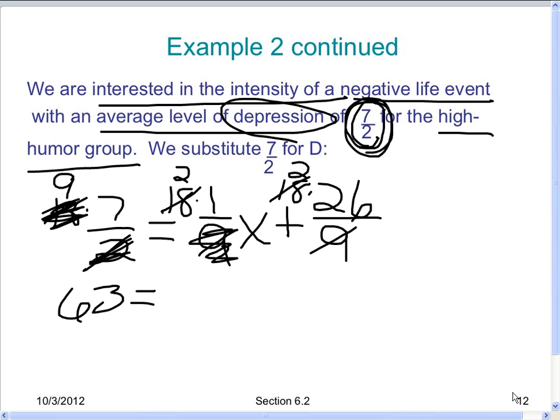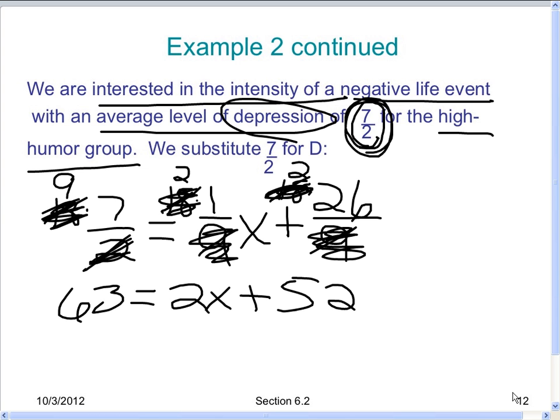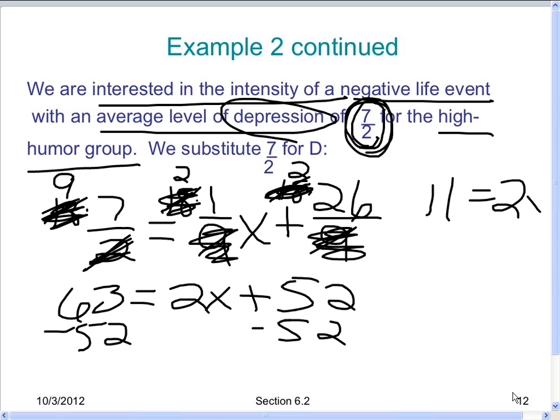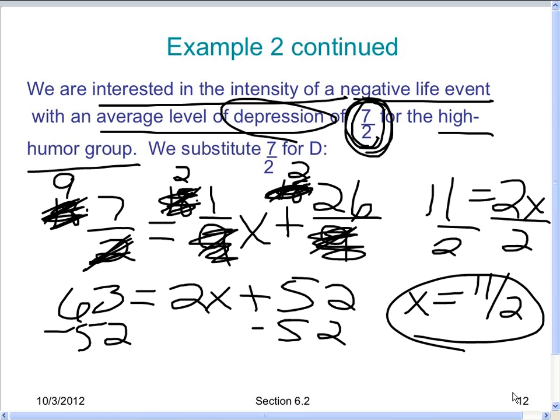I take 9 into 18. It goes twice. I'm left with 2 times 1 times x, or 2x. 9 goes into 18 twice. 2 times 26 is 52. And I have to solve it. So I have to get the x by itself, subtract the 52. And I get 11 is equal to 2x. And divide by 2. Remember, your answer must be a fraction. Do not give me a decimal. Improper fraction. Simplified.